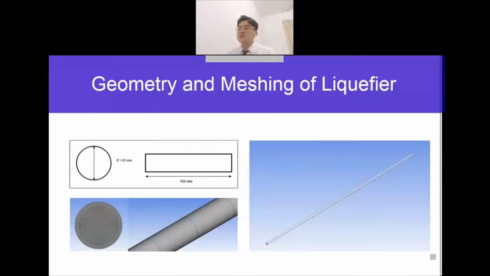So the first stage of the material deposition process is the melt flow in the liquefier. The geometry and meshing generation of the liquefier are shown in the figure below. The liquefier is constructed in Design Modeler with dimensions based on the real life product, and the liquefier model consists of a 50 millimeter long tube with an internal bore diameter of 1.83 millimeters.